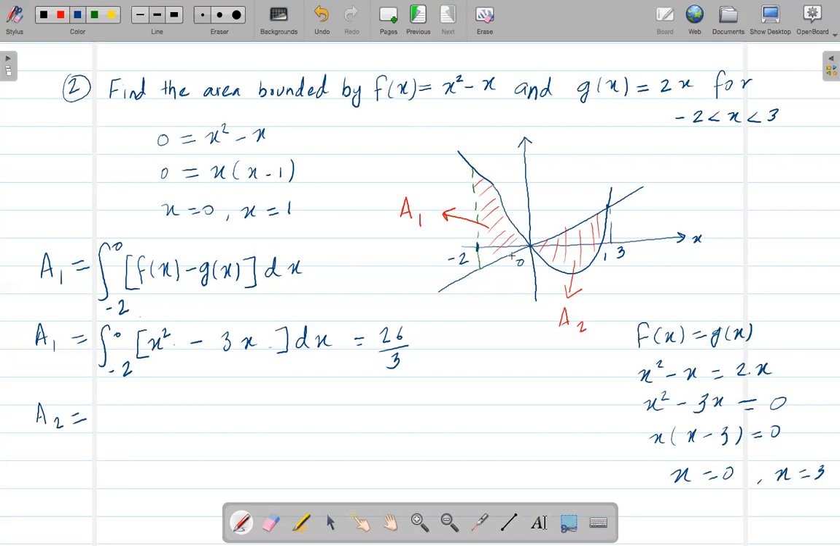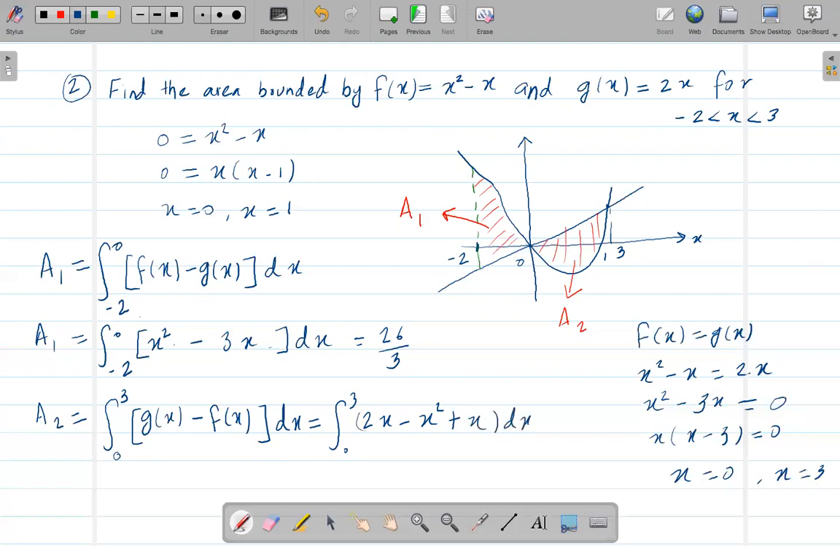And similarly for A2, our interval is from 0 to 3. And on the top in this case we have g of x, and on the bottom f of x, right? And this is f of x. So now taking the integration from 0 to 3, g of x is 2x minus, so I have to distribute this minus to f of x. So minus x squared, and minus negative x is positive x.